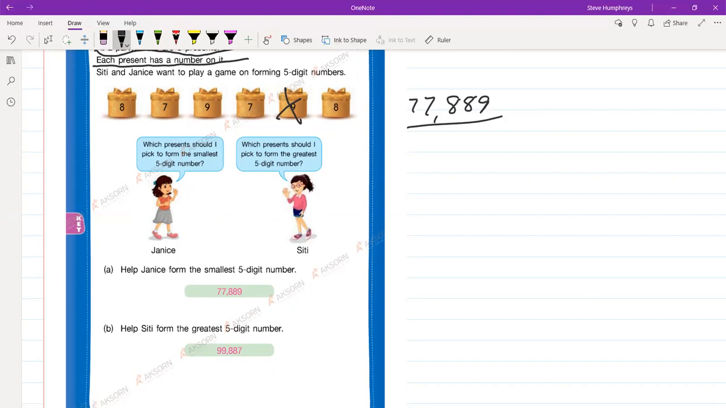So she will use the 9, and she won't use one of the 7s, because that's just one of the smallest numbers. So she'll use the 2 9s, 99,000. And she'll use 2 8s, and the last digit will be a 7. City forms the greatest 5-digit number, 99,887.